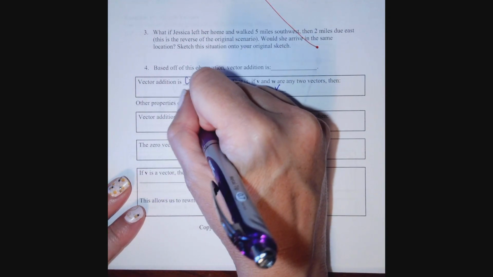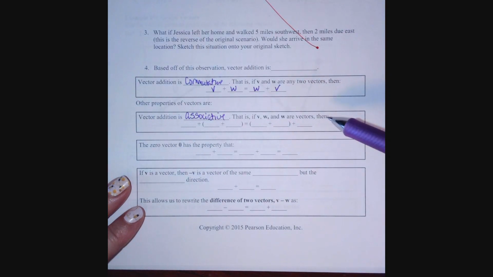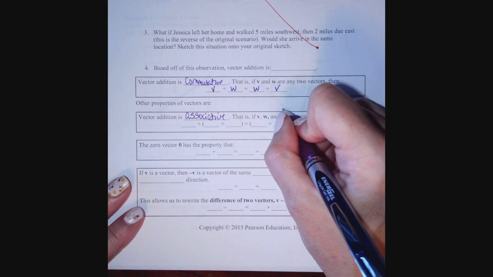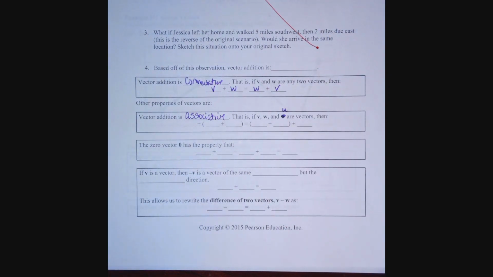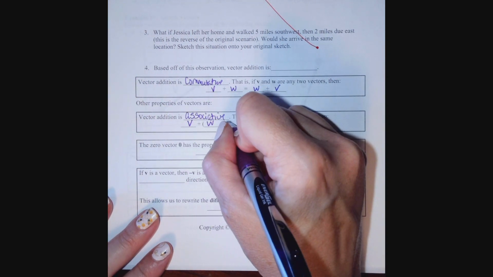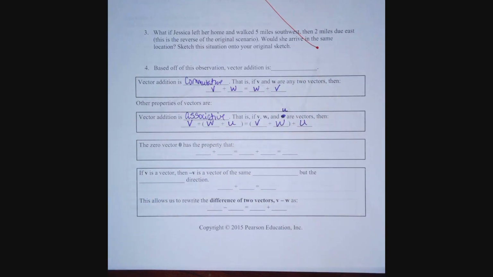Vector addition is also associative. So order doesn't matter here, and grouping doesn't matter here. If I'm adding 3 vectors together, V, W, and U, if I start by grouping together W and U, I can change that grouping and I get the same result.